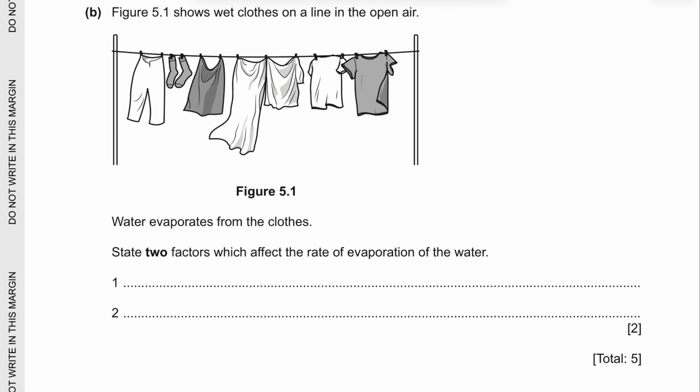Next question, part B. Figure 5.1 shows wet clothes on a line in the open air. Water evaporates from the clothes. State two factors which affect the rate of evaporation of the water, and that could be temperature, surface area of the liquid, or air movement.